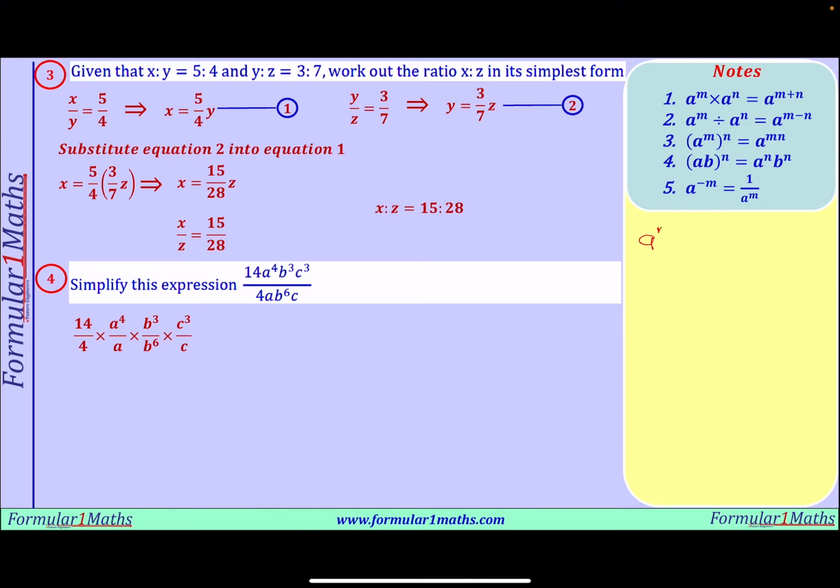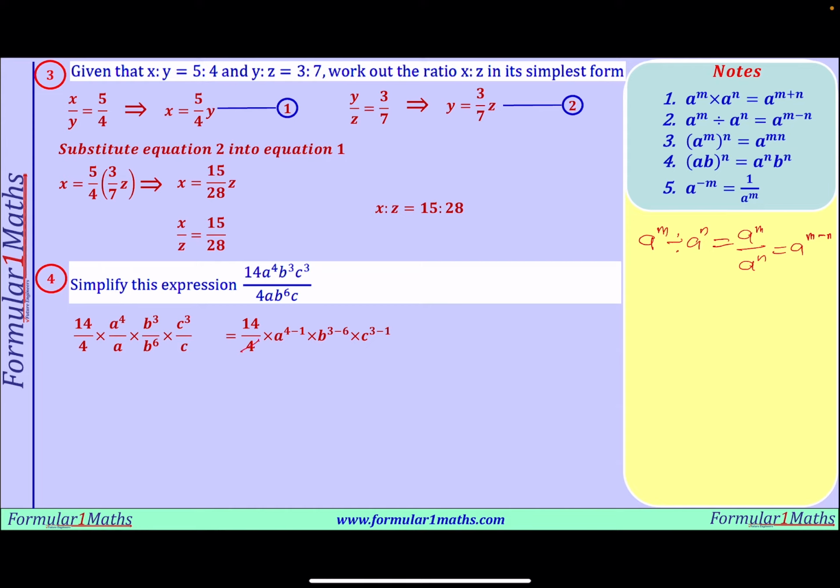to the power m divided by a to the power n can be written as a to the power m divided by a to the power n. So this here is the same as that, and that will give us a to the power m minus n. So if you apply that to these parts of the expression, you're going to get this. Then we can reduce this fraction here by cancelling out.